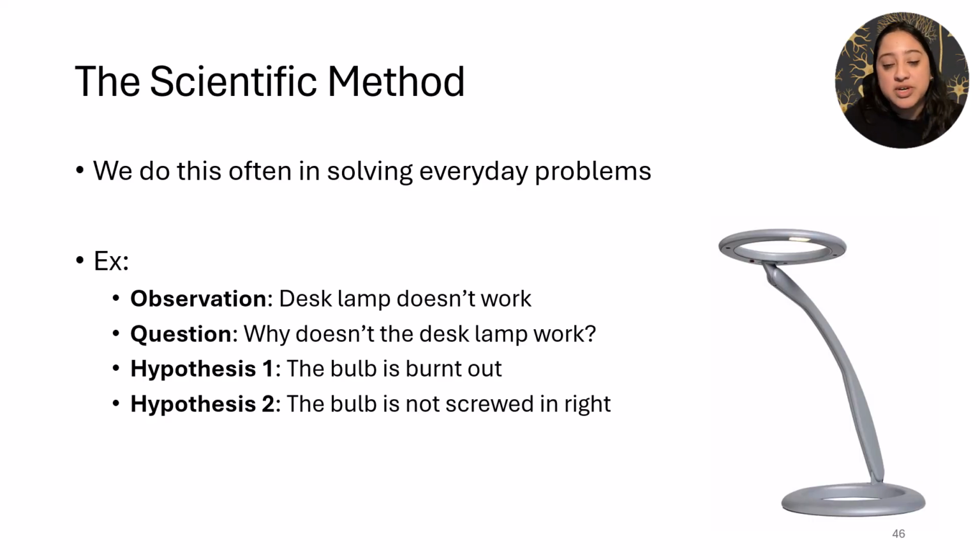And you can have more than one hypothesis. There's more than one thing that it can be due to. So one hypothesis could be that the bulb is burnt out. Maybe you've had this lamp for a long time and now it's not working. Maybe if you just got this lamp and it doesn't make sense that it would be burnt out already, you would have a different hypothesis. So maybe the bulb is not screwed in right. I just set it up yesterday. Maybe I just didn't set it up right.